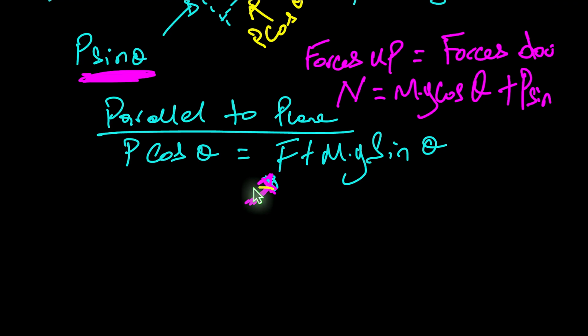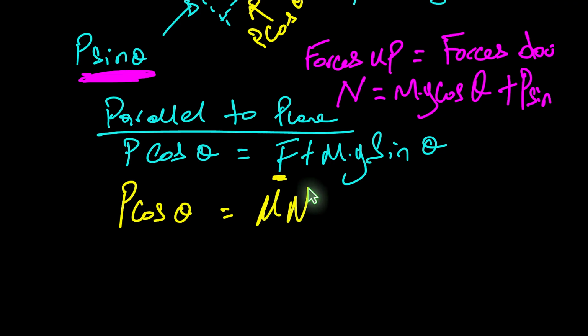So we're going to build on this last formula right here, the very last one that we have. And for the P cos theta, we're going to replace that F with the previous formula that we had, which was the coefficient of friction times normal reaction. So all that will change now is this F is going to be replaced by the coefficient of friction times normal reaction, plus mg sin theta.